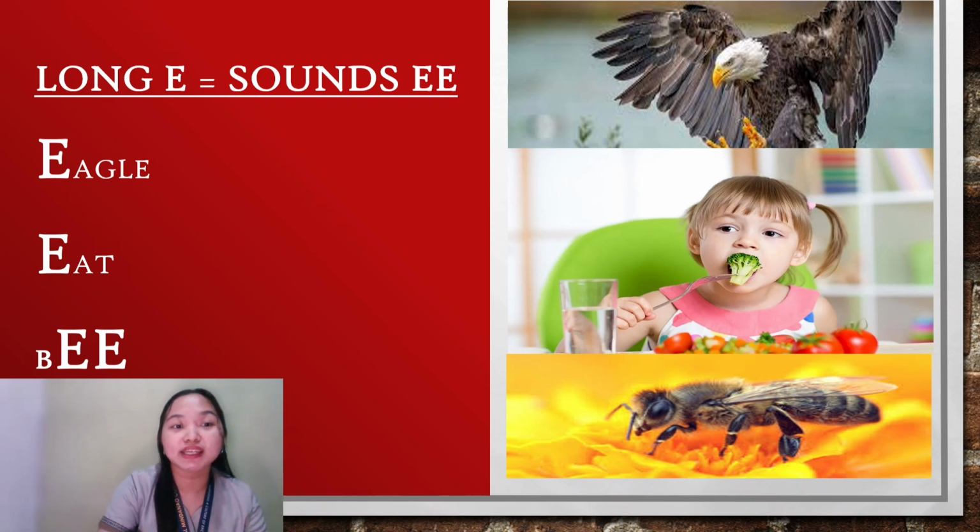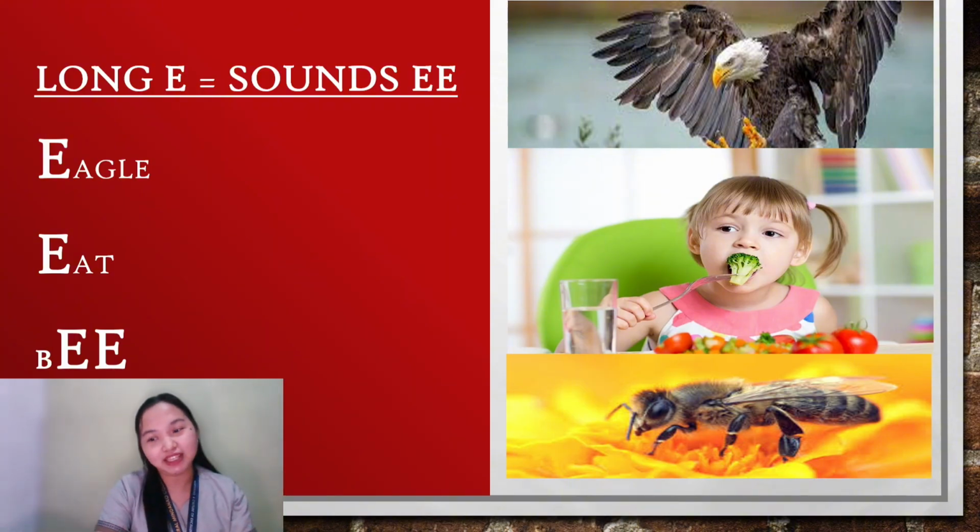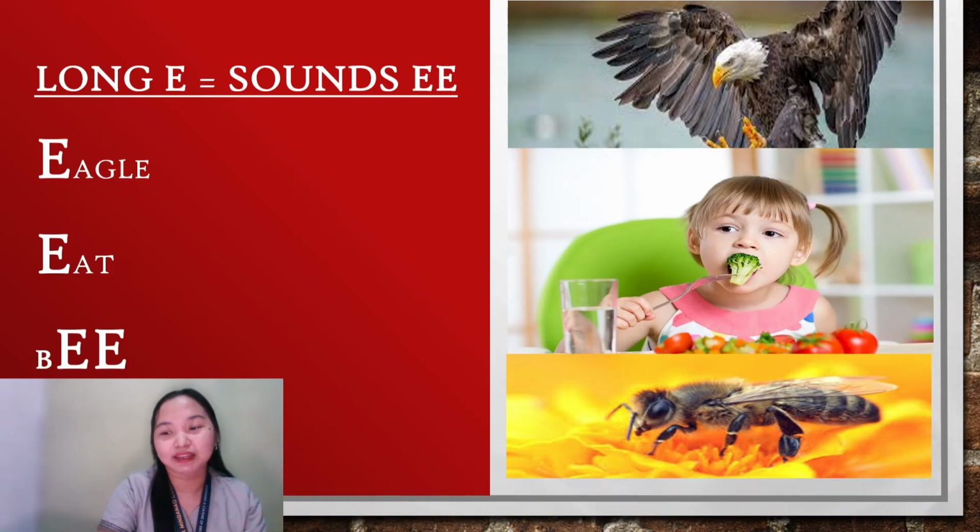For this long E, we have an example of eagle, eagle. Okay, very good class. Then the second one is eat, eat. Okay, very good. The third one, bee. Okay, very good. So let's move forward to the vowel I.